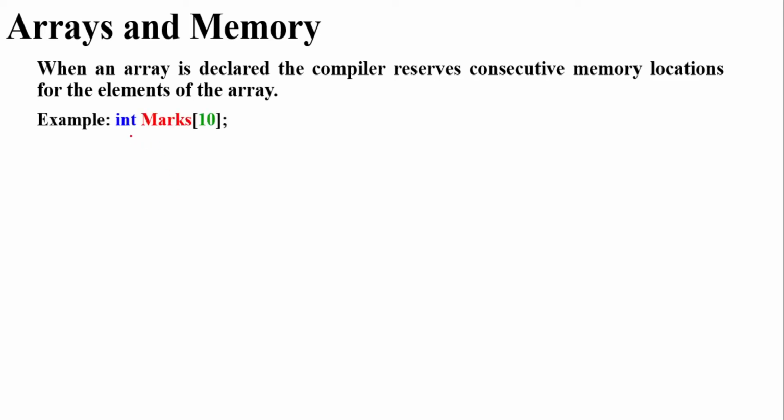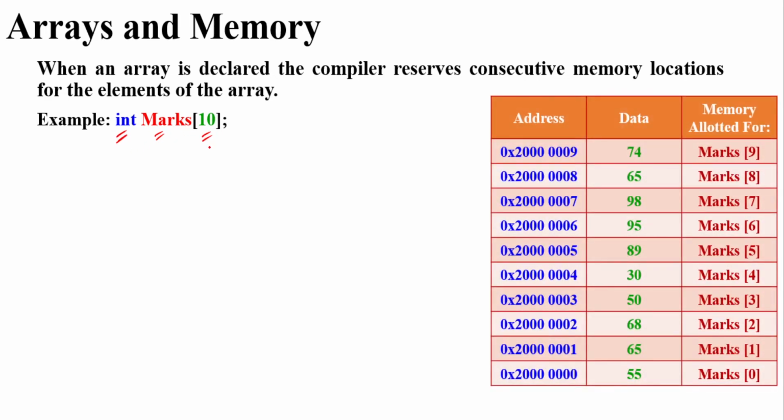So suppose we are declaring a variable marks, and the data type is integer, and we are going to allot 10 different elements in this particular array. So here we have the addresses, starting from 2000 onwards. So these are the 10 memory addresses allotted to the variable marks.